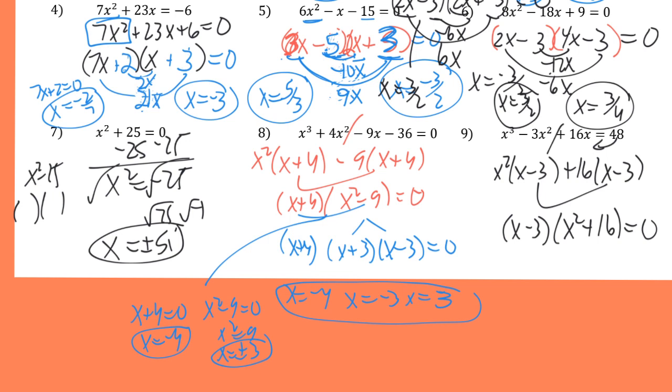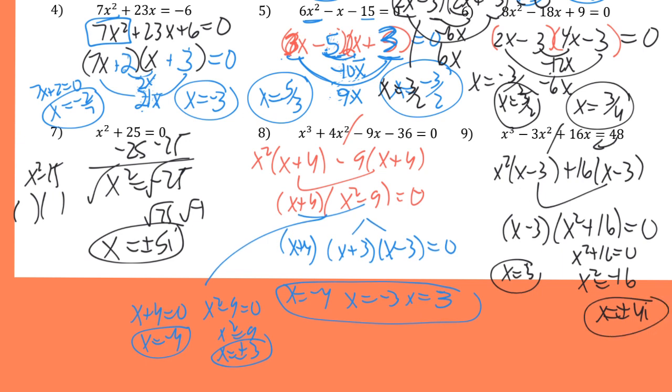So you set each factor equal to 0 and solve. So this would give you x equals 3. And what would this give us? Well, x squared plus 16 equals 0. You subtract 16 from both sides. You get x squared equals negative 16. Take the square root of negative 16. You get x is equal to plus or minus 4i. Okay, so remember when you do the square root property, you get that.